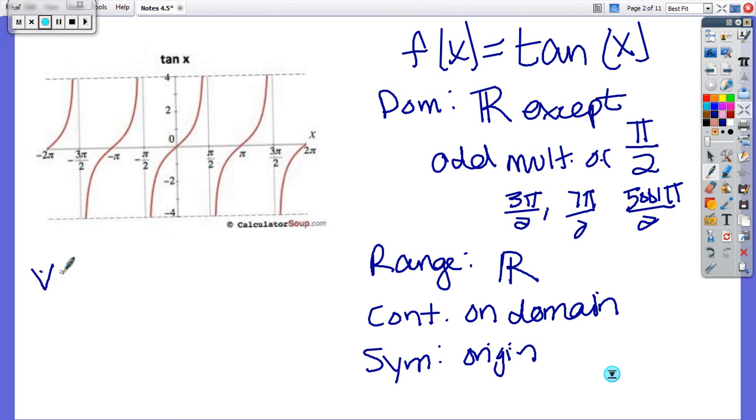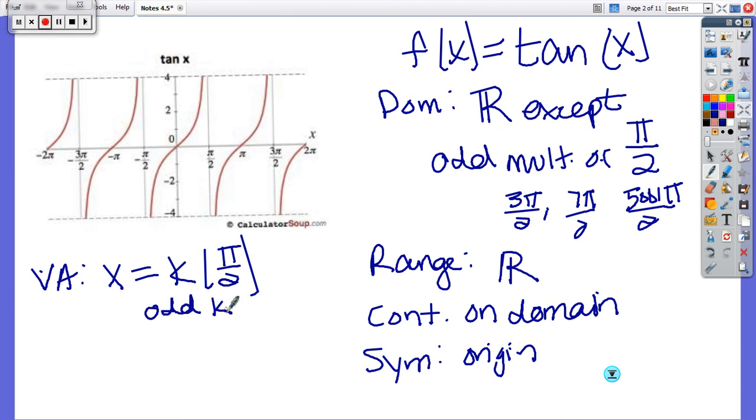We also have some vertical asymptotes, an infinite number of vertical asymptotes at x equals k pi over 2. So this is the same thing as the domain. We have asymptotes where our domain is not defined. K is an odd number here. So just like we did before, 3 pi over 2, 7 pi over 2, 5001 pi over 2 has vertical asymptotes at all of those.